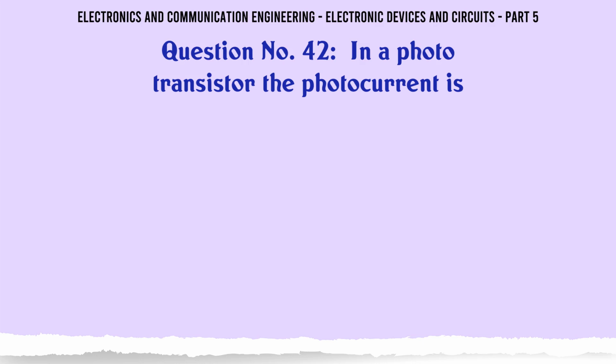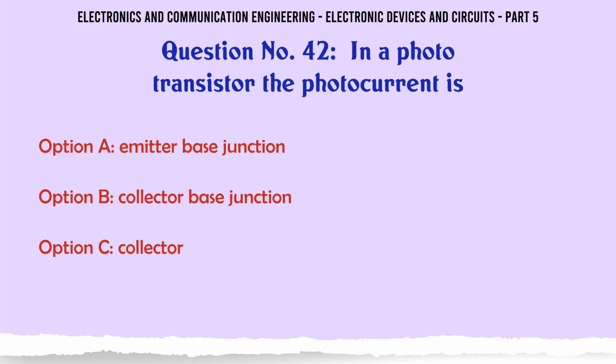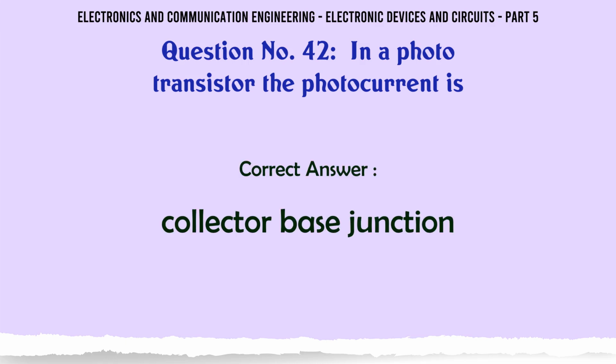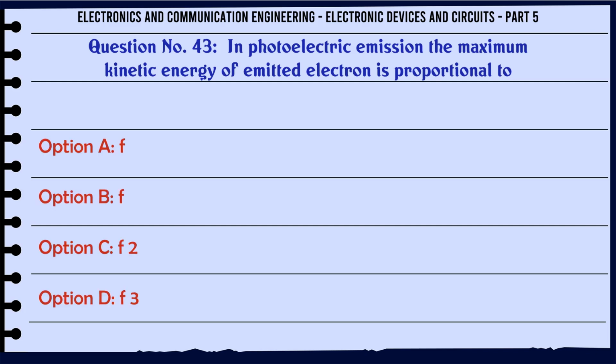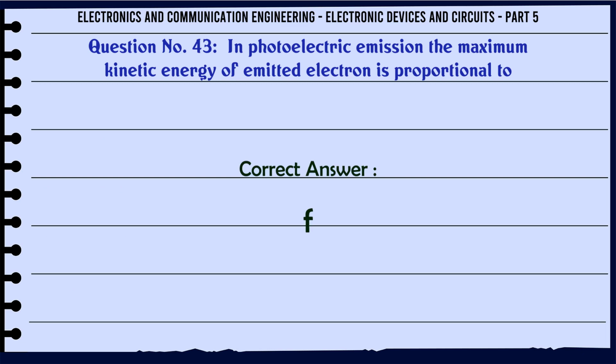In a phototransistor, the photocurrent is A. Emitter base junction. B. Collector base junction. C. Collector. D. Either A or B. The correct answer is collector base junction. In photoelectric emission, the maximum kinetic energy of emitted electron is proportional to A. F, B. F, C. F squared, D. F cubed. The correct answer is F.